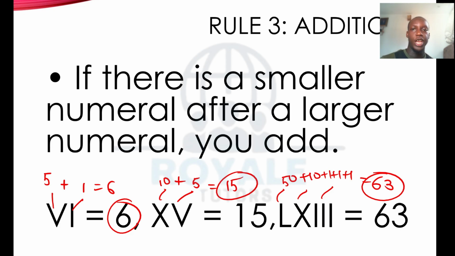The first rule is a numeral can only be used up to 3 times. The second rule is when you have a smaller numeral before a larger numeral, we subtract. Finally, the third rule is when you have a smaller numeral after a larger numeral, or a larger numeral before a smaller numeral, whichever way, we're still talking about the same thing. What do we do? We actually add.